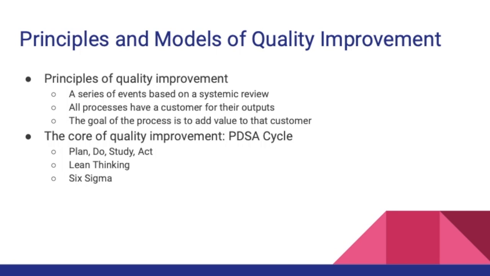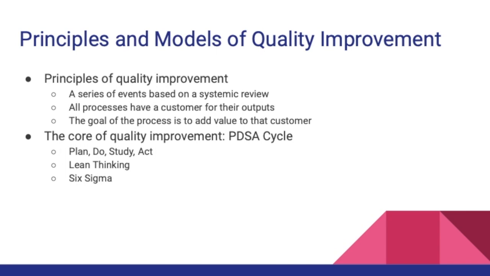All right, principles and models of quality improvement. The principles of quality improvement, a series of events based on systemic review. All processes have a customer for their outputs. The goal of the process is to add value to that customer. The core of quality improvement is the PDSA cycle, the Plan, Do, Study, Act. I'll be showing a chart here in just a moment to further explain that.